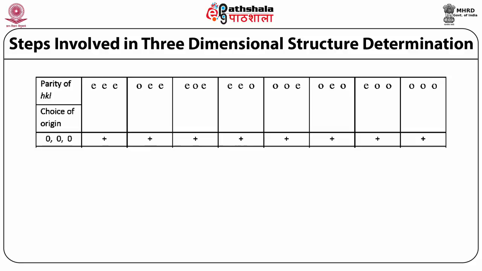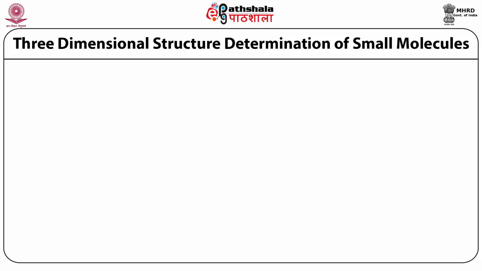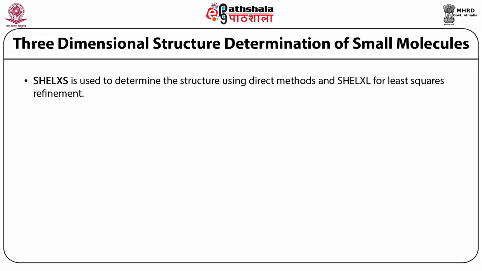Here, we are going to see how the three-dimensional structure is determined for a small molecule. I am just giving a demo of this, the SHELX suite of programs, written by Professor George Sheldrick. SHELXS is used to determine the structure using direct methods, and SHELXL is for doing the refinement, adjustment of parameters like position and thermal factors to get a better agreement between the model you propose and the actual structure. The last letter S stands for structure solution in SHELXS, and the last letter L in SHELXL stands for least square refinement.